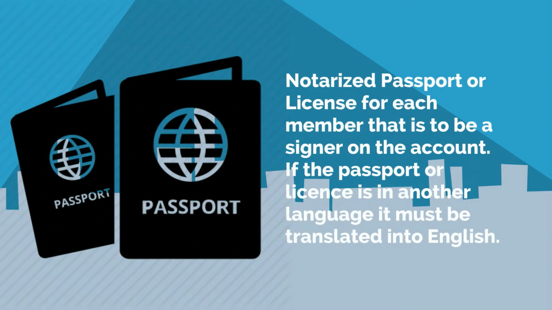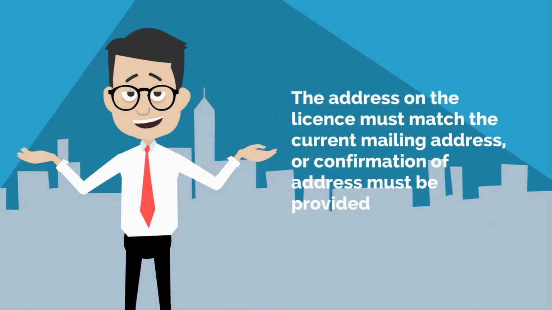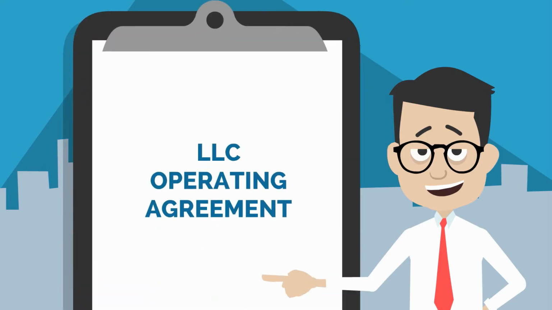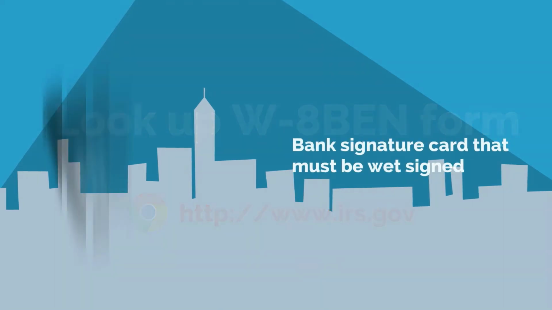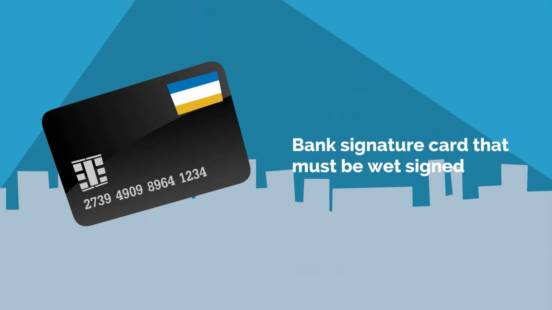First, a notarized passport or license for each member that is to be the signer on the account. If the passport or license is in another language, it must be translated to English. The address on the license must match the current mailing address, or confirmation of address must be provided. Operating agreement for the LLC must be signed by all members. You can visit www.irs.gov to look up the W-8BEN form. You will also need your bank signature card, and it must be wet signed.